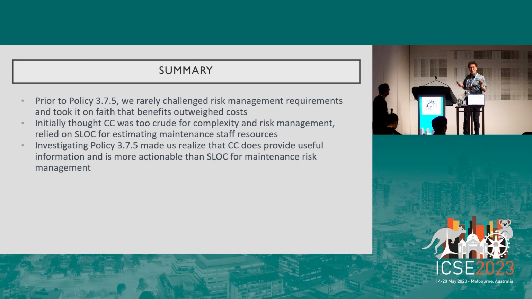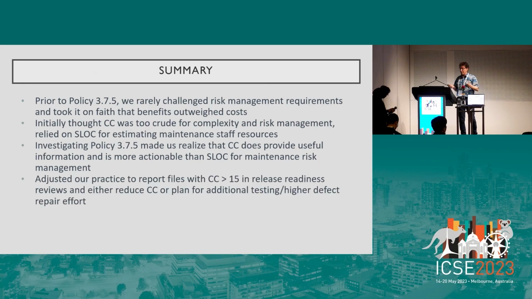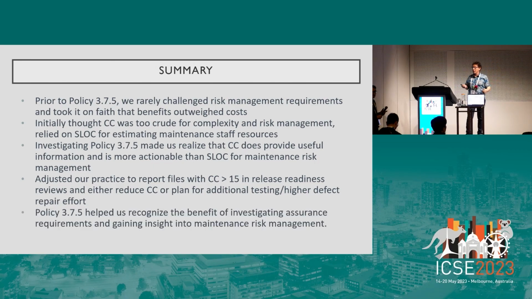Maybe they just got lucky, or maybe they had done some analysis that we were unaware of. But there was no analysis, there was no empirical support given for this number. It was just the policy. And the project has since adjusted its practices to report files with a higher complexity of 15 and to do something about the files that are higher, either refactor them or do additional mitigation strategies like higher efforts of quality assurance. So this turned out to be a really useful investigation in terms of providing actionable directives for this important software project.